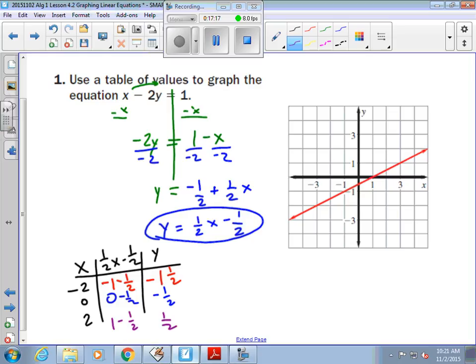So if we graph each one of those points, negative 2, negative 1.5 will be there. 0, negative 1/2 will be there. And 2, positive 1/2 would be there. You have 3 points. You could graph yourself a line, and we'll finish with the second part of this tomorrow.